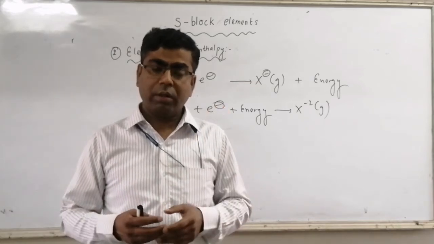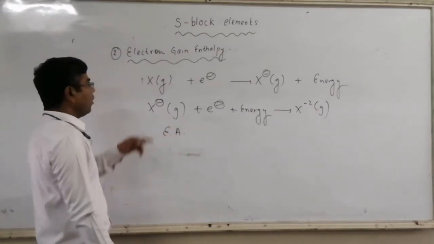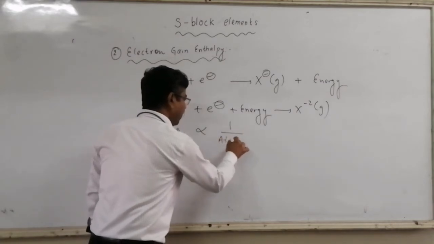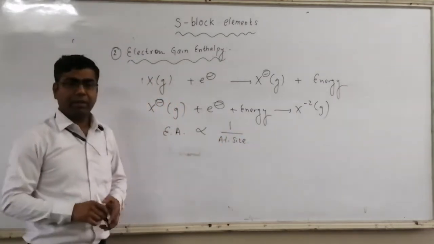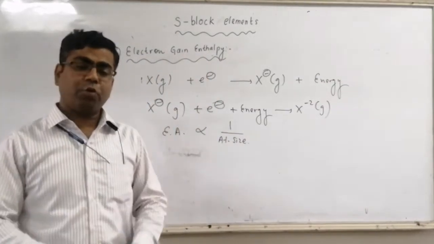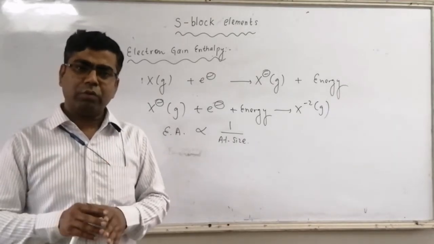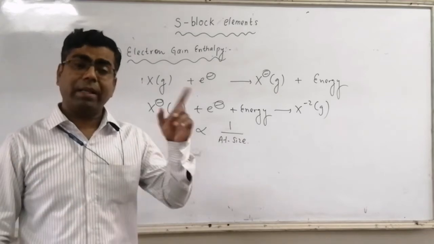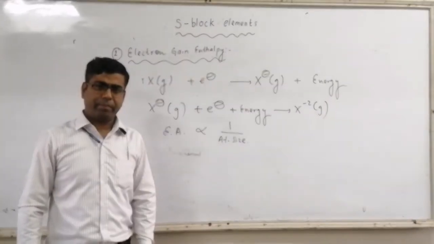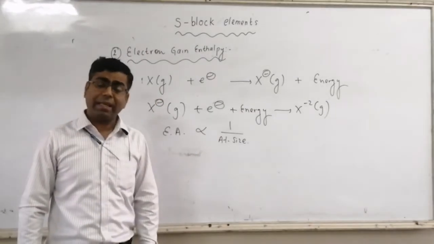About the factors, electron affinity or electron gain enthalpy is proportional to 1 by atomic size. This means if the atomic size increases, electron affinity decreases. We will obtain a less negative value for electron gain enthalpy. If atomic size decreases, then we will obtain a more negative value for electron gain enthalpy.